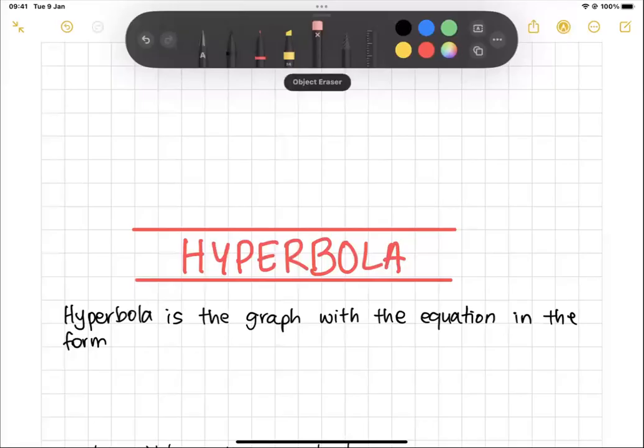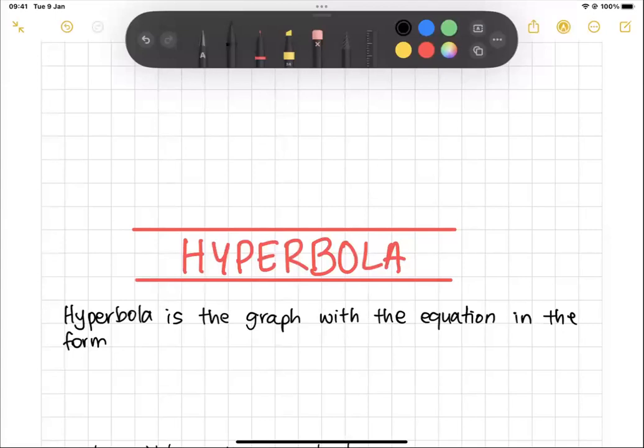Welcome back. Today we're going to be going through a new topic, which is called the hyperbola. Hyperbola is a graph that we haven't seen before. It doesn't look quite like a parabola, nor does it look like a circle. So let's get started to find out what the equation of this hyperbola graph looks like.